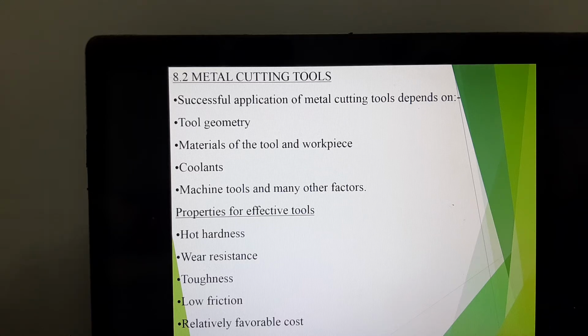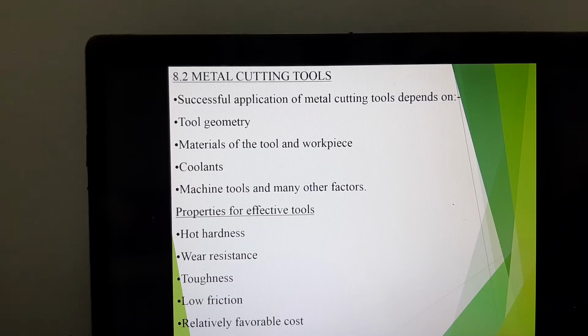So a quick recollection of what we did yesterday. Yesterday I spoke about metal cutting tools. As a manufacturer, the biggest priority that you need to give is the type of cutting tool that you use. You must make sure that your cutting tool is effective. How do you know it's effective? How do you select your cutting tool?